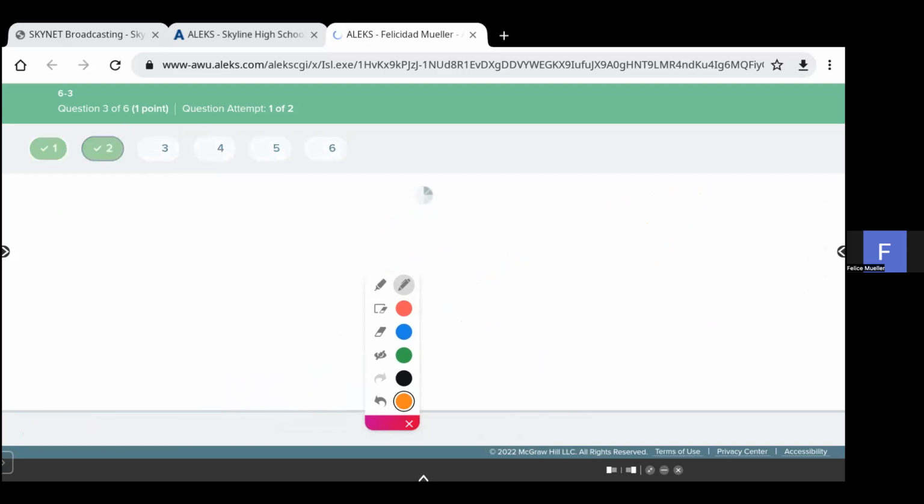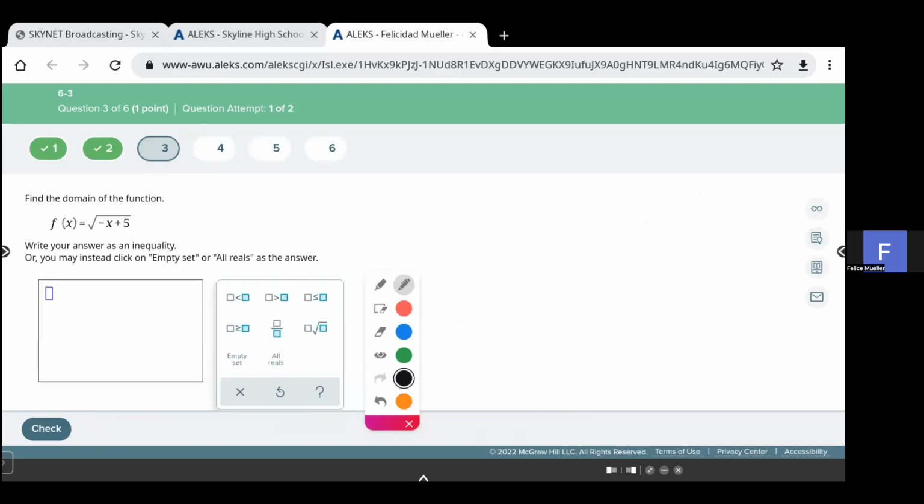Let's move on to question 3. In this case, my graph is going to look like that when you graph it, -x plus 5. But I'm just going to do -x plus 5 is greater than or equal to 0. The easy thing here is to add x to both sides. So 5 is greater than or equal to x.